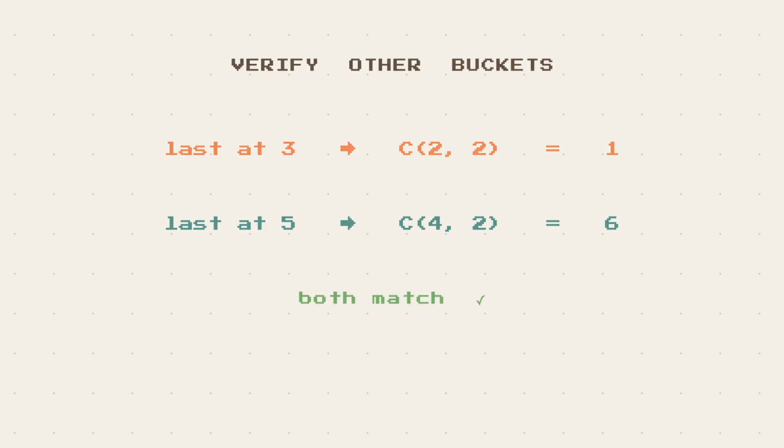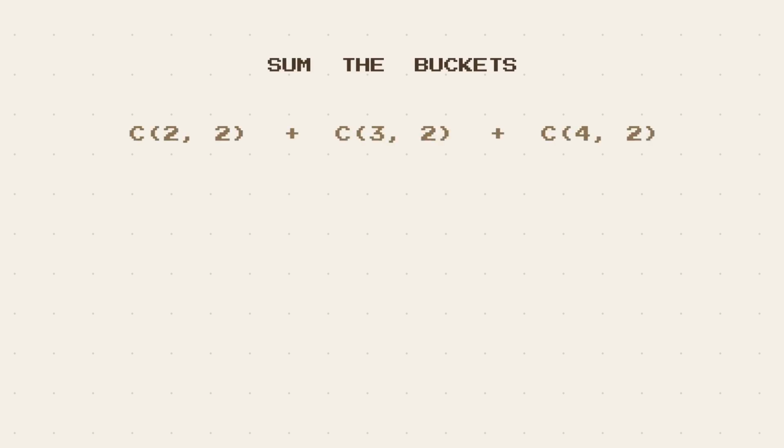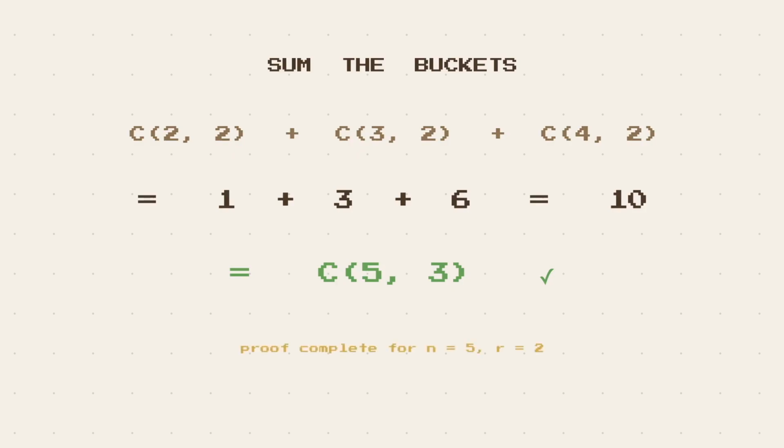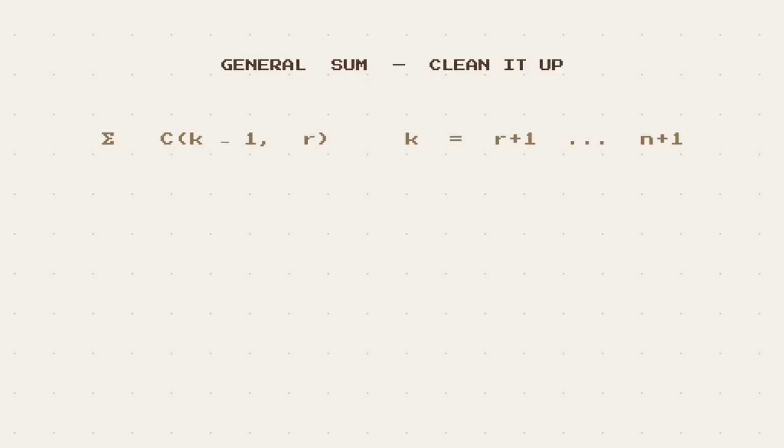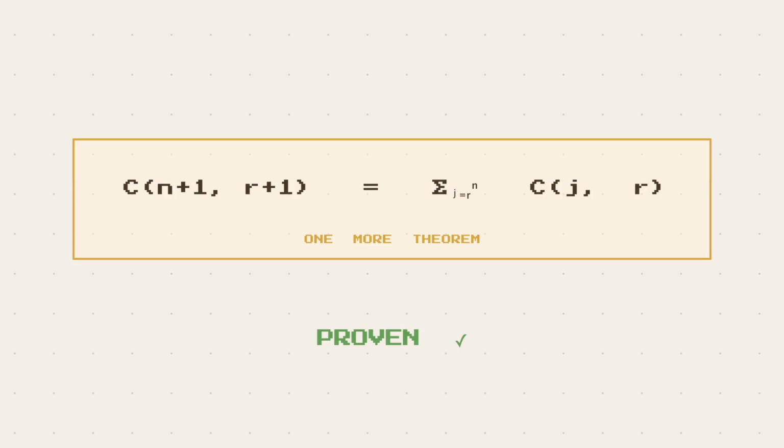Okay, now the sum of the buckets, right? 1 plus 3 plus 6 equals 10, which is exactly C(5, 3). And that's basically the complete proof. So once again, the general sum has k-1 in it, which is pretty ugly, right? So just rename it. Let j equal k-1. The boundaries shift accordingly. So the final identity: C(n+1, r+1) equals the sum from j equals r to n of C(j, r). And we have proven it.